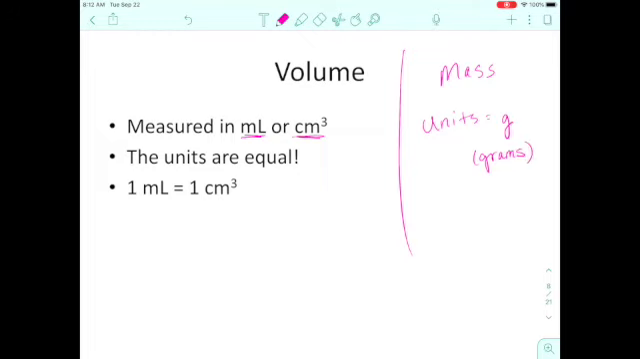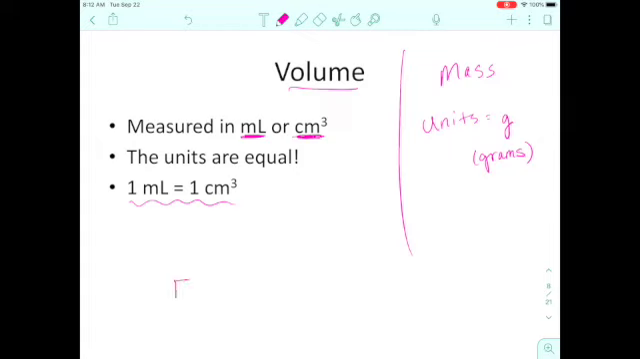Okay, so back to volume. Measured in milliliters or centimeters cubed, the units are equal. So we typically use milliliters for a liquid and centimeters cubed for a solid. But it really doesn't matter because the two are equal. So 1 milliliter equals a centimeter cubed.